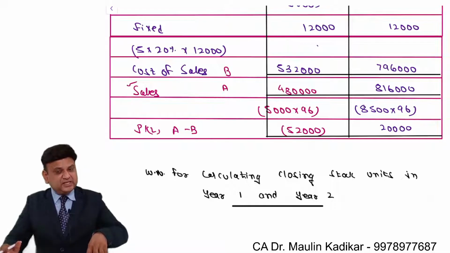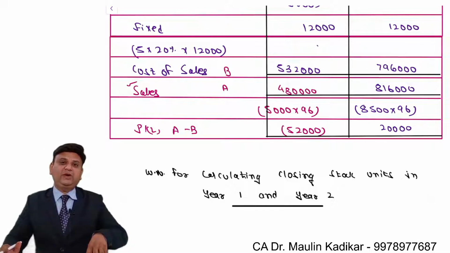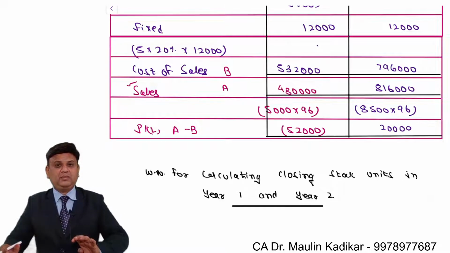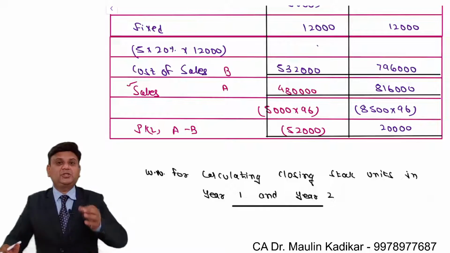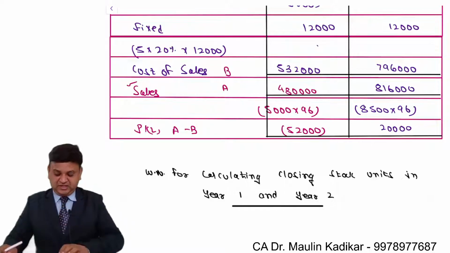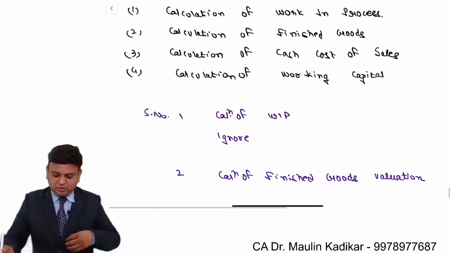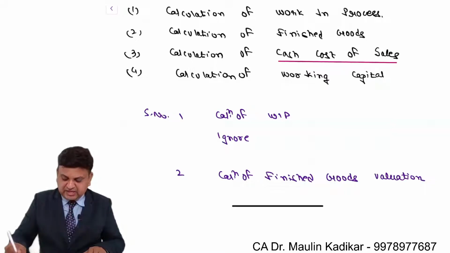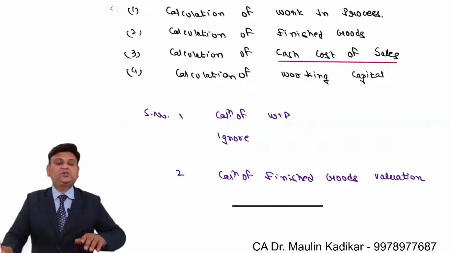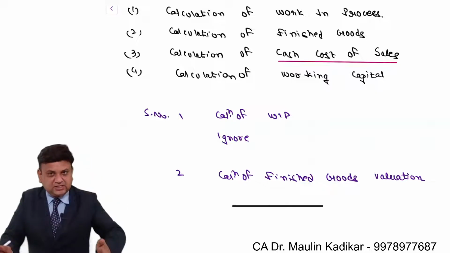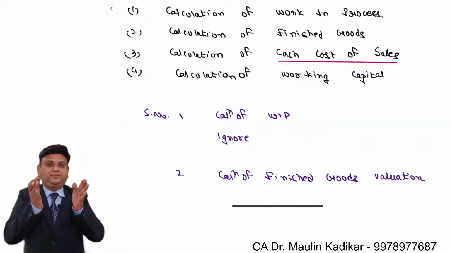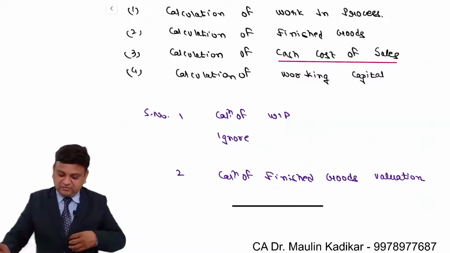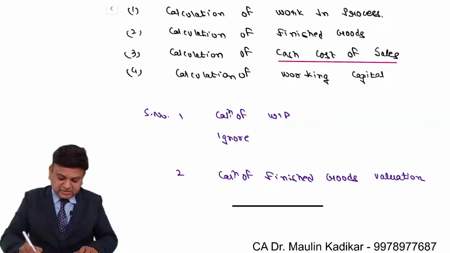The same logic is applicable over here. As far as the debtors are concerned, they are required to be valued on cost and not based on the selling price. So we are required to compute the cash cost of the sales. Step number 3 that I have dictated to you is calculation of the cash cost of the sales. Why? Because debtors are not valued on sales, since sales includes profit. So they will be valued on cost, and that too not the total cost, but on the basis of the cash cost.